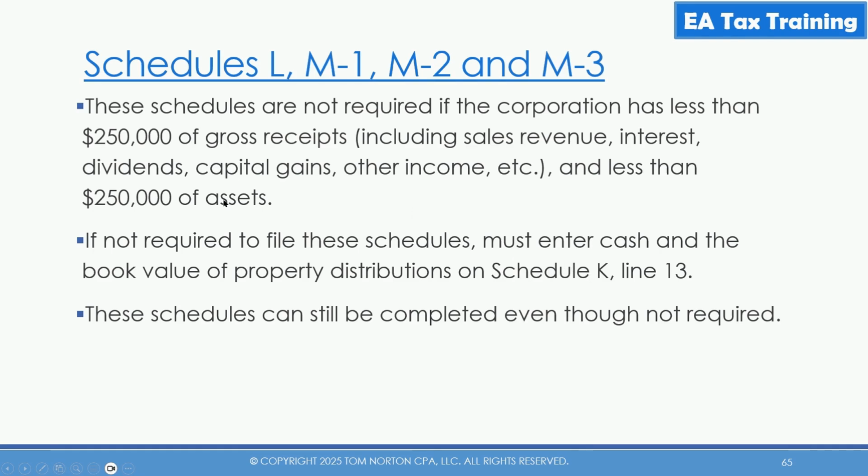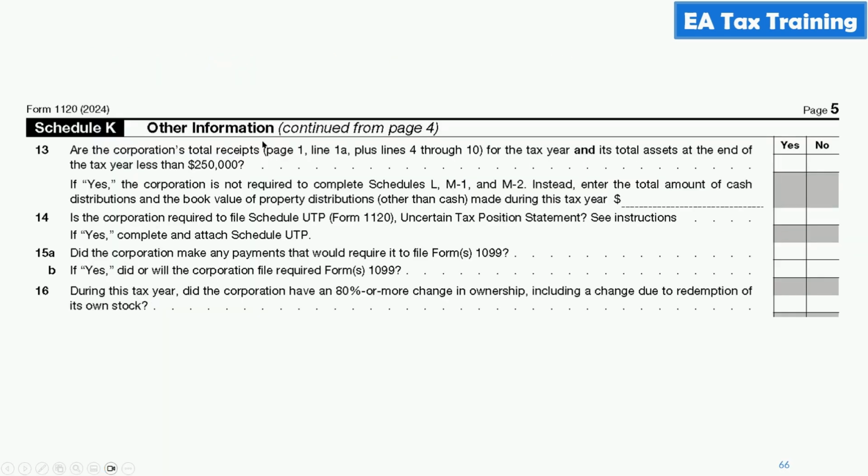So even if they don't have to file these schedules, if they did in fact make any distributions of cash or other property, they do have to list the amount of those distributions. And these schedules can still be completed even if they are not required. So here is Schedule K. It's going to start by saying, are the corporation's total receipts and total assets less than $250,000? You're going to say yes or no. If it is yes, then you don't have to file those schedules, but this is where you will put in the amount of those distributions that were made. And this is just one small part of Schedule K. There is more to it than just this.